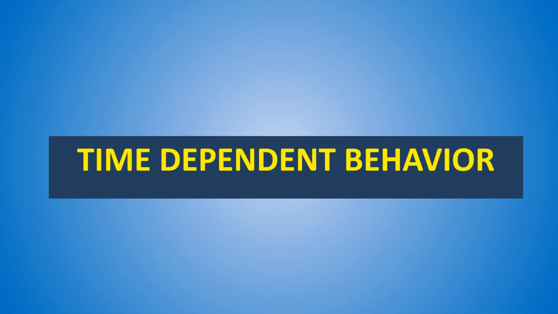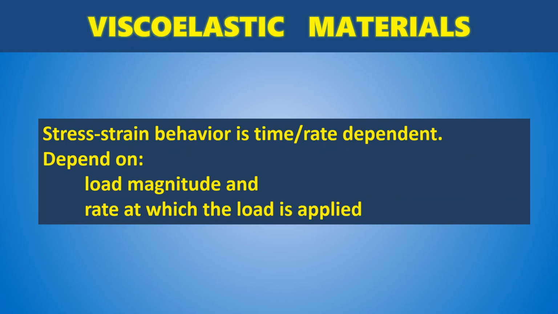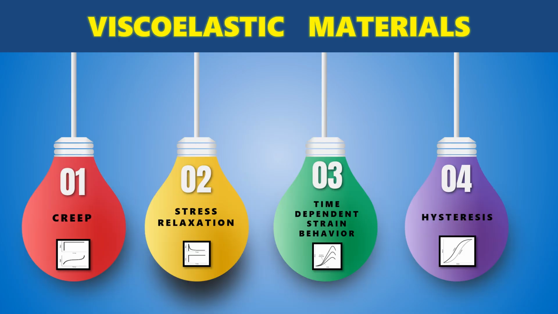Now let's move to viscoelastic materials. What is a viscoelastic material? It is a material that exhibits time or rate dependent stress strain behavior, and the behavior of the material will depend on the load magnitude and rate at which the load is applied. Viscoelastic materials have 4 attributes: creep, stress relaxation, time dependent strain behavior, and hysteresis.